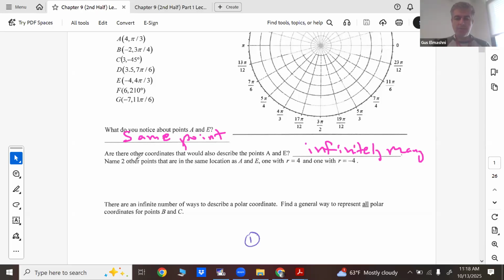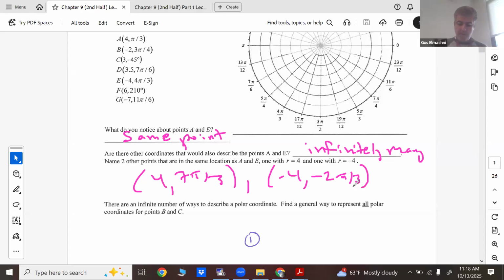Name two other points in the same location. Again, I said 4 comma 7 pi over 3. That's one example. Another example could be negative 4 comma negative 2 pi over 3. So there's an infinite number of ways to describe a polar coordinate.